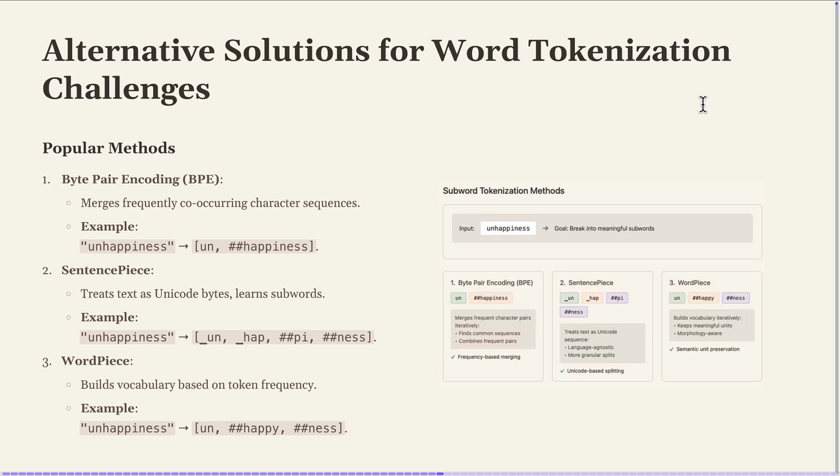Okay, now I think we have agreed there is a need for a subword tokenization technique that will efficiently subdivide a word into tokens. And the most popular techniques, and we will cover two of them today, the first is byte pair encoding, the BPE, and this is what OpenAI proposed and used in their first paper, GPT-2. It merges frequently co-occurring character sequences.